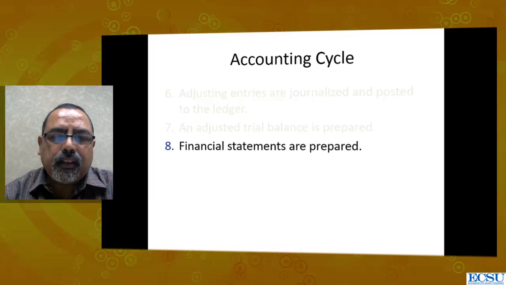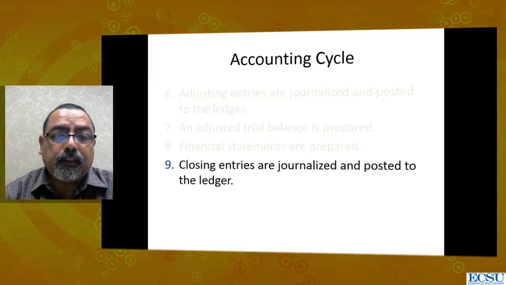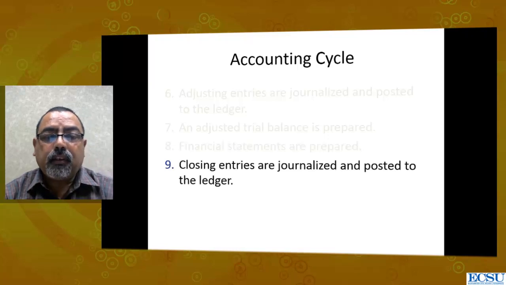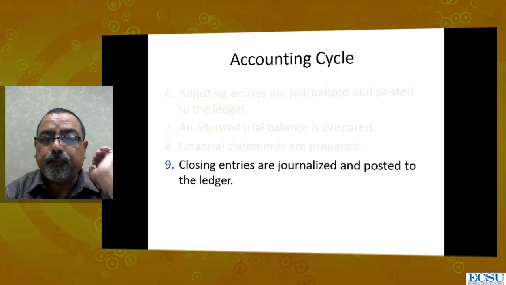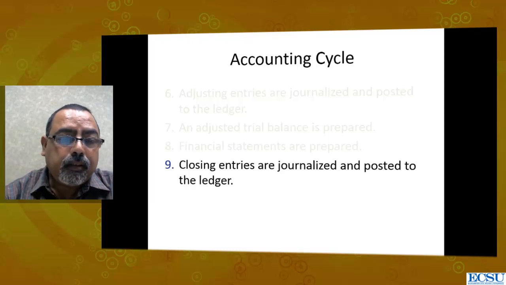The financial statements we learned were the income statement, statement of owner's equity, and the balance sheet. Only difference from the balance sheet that we learned to prepare in chapter number 1 is in this chapter we'll be doing a classified balance sheet. After we have prepared the financial statements, we'll be doing the closing entries.